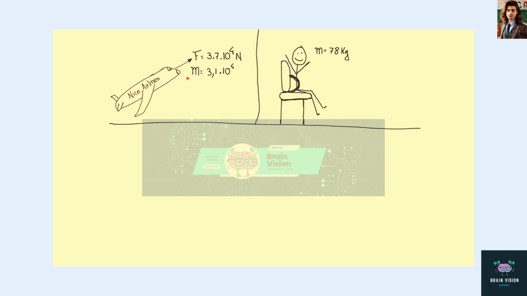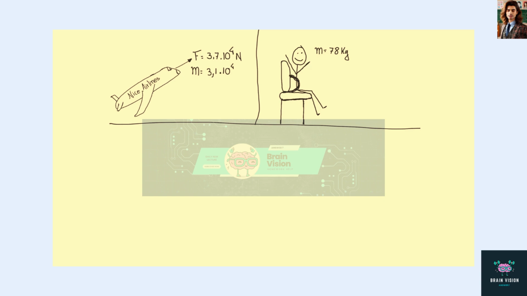A constant force of 3.7 times 10 to the 4 newtons is acting on the airplane, and it makes the airplane take off. At the same time, there is some force acting on the pilot of that airplane as the airplane takes off. What is that force?